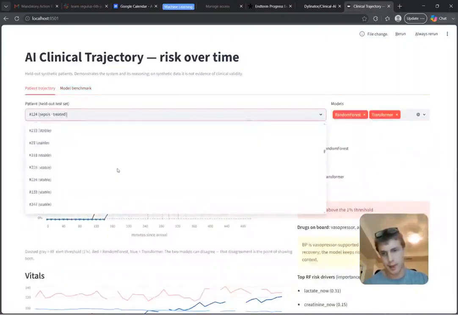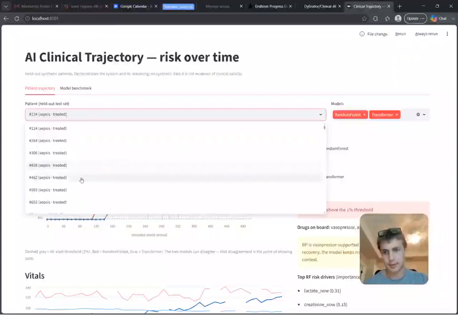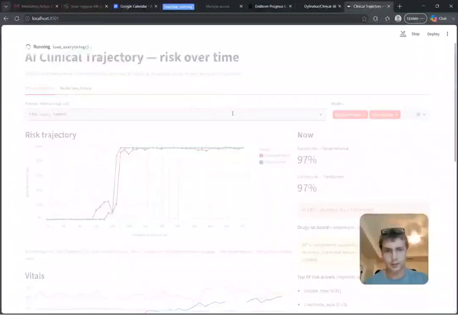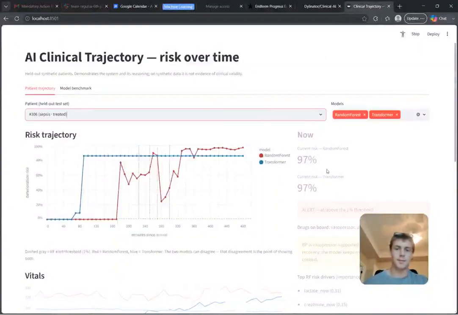So right here, you have all of the patients that are generated. Most of them are stable, and then these are the ones with sepsis. So you can scroll through whichever ones have sepsis. You can scroll through that.